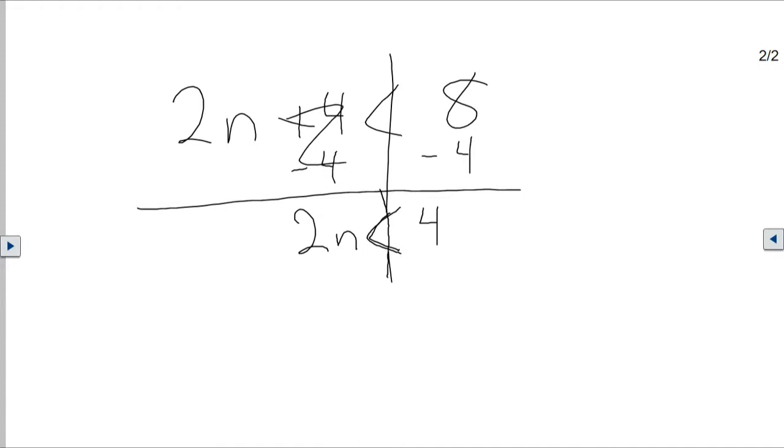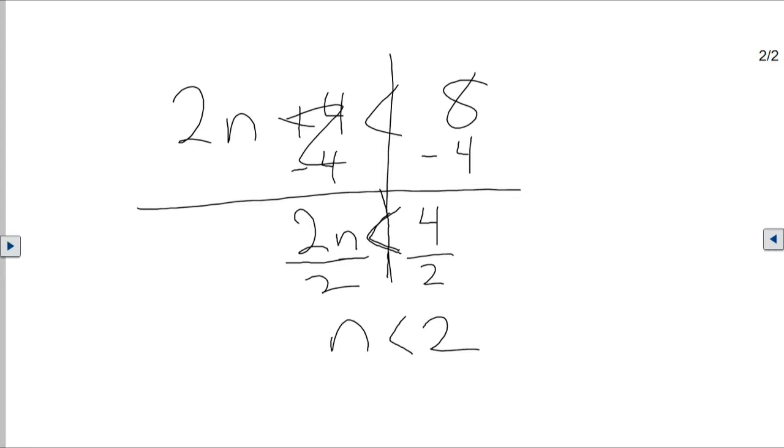So I'm at 2n is less than 4. Again, undo your multiplication with division, and I get n is less than 2. Okay, so any number less than 2 in this particular case is going to be a solution. Now that's an infinite amount of numbers.